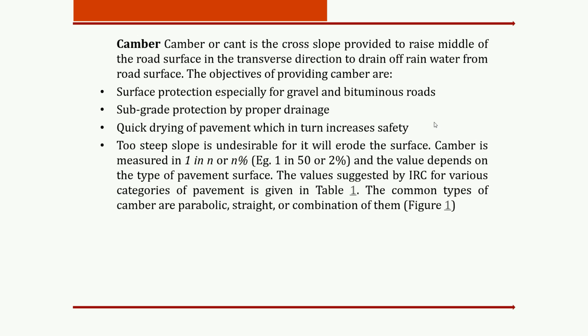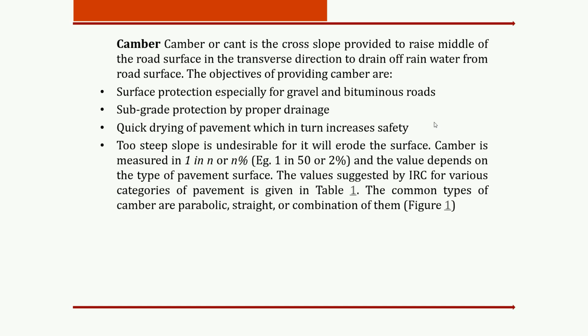So what do you mean by the camber? The camber or cant is the cross slope provided to raise the middle of the road surface in the transverse direction to drain off rainwater from the road surface. So I thought you can understand. If you see the road minutely, we can see the middle portion of the road having some raised direction. That particular raised cross slope is called the camber, and we are providing that camber for the drainage of the rainwater, so that there should not be any type of harm to the road surface or road material.